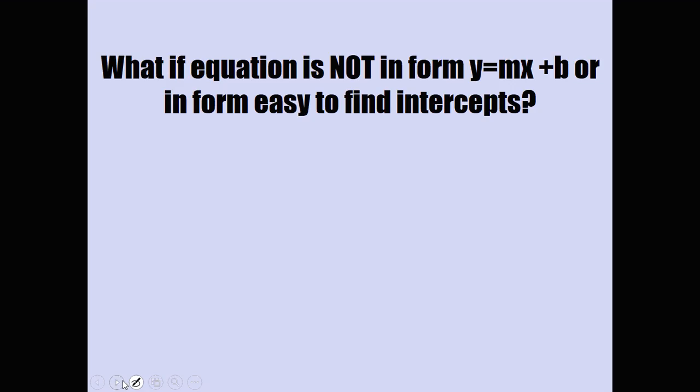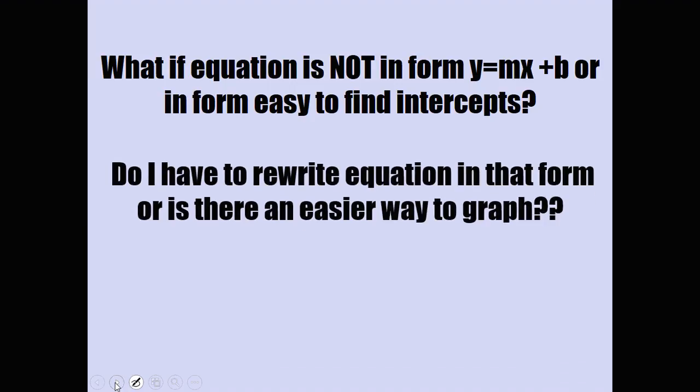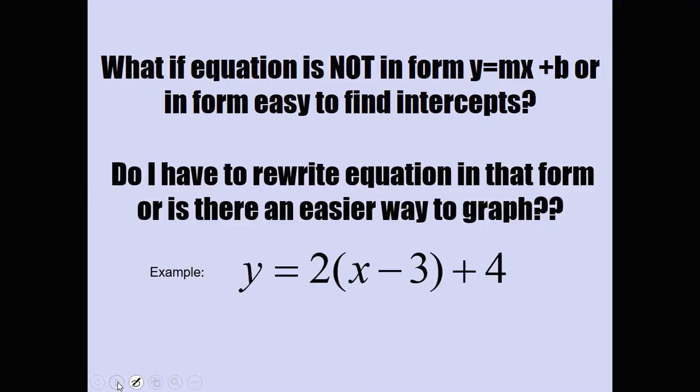Okay, but that's not the only way to graph. What if the equation's not in y equals mx plus b form or not in an easy way to find intercepts? What's another option? Do I have to rewrite it? Do I have to keep moving things around and adding that extra step, or can I work with it the way it is? For example, this guy, y equals 2(x minus 3) plus 4. Now what you could do, of course, is distribute this out and get yourself in y equals mx plus b form. And that'd be great, no big deal.